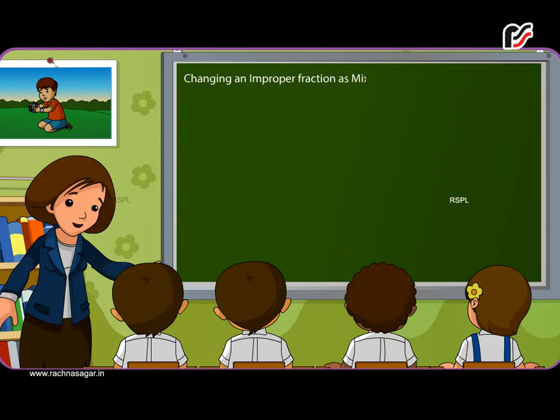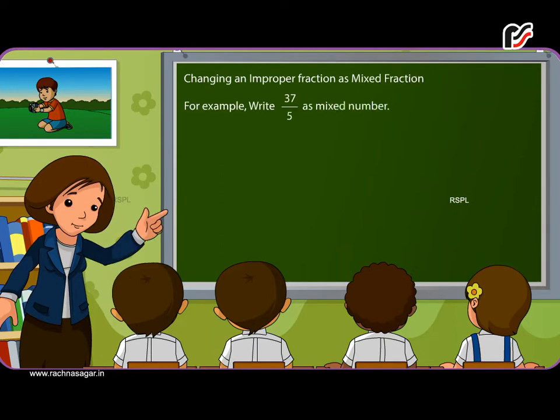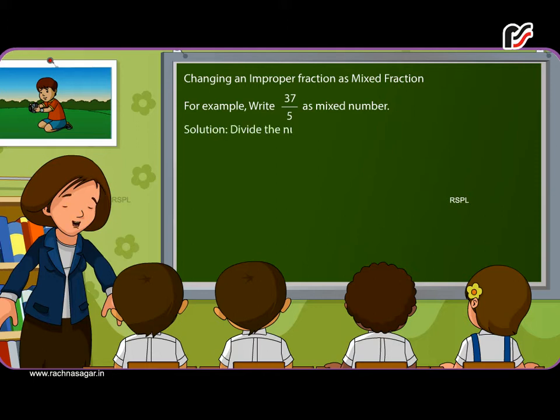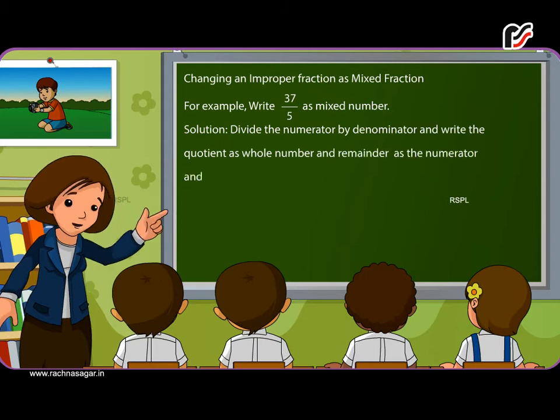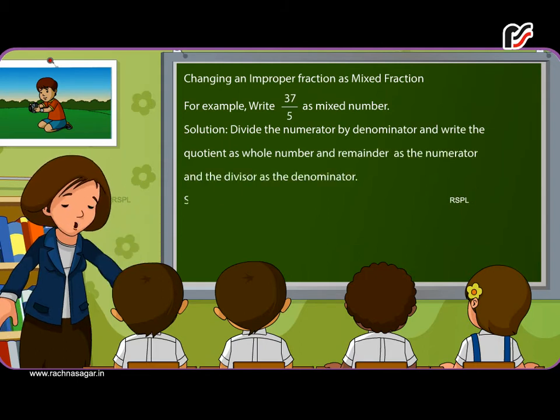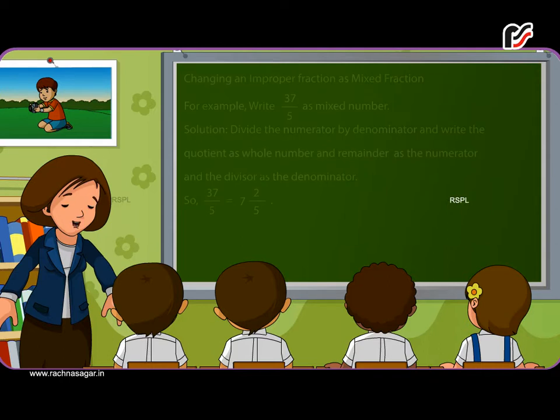For example, write 37/5 as a mixed number. Solution. Divide the numerator by the denominator and write the quotient as the whole number, the remainder as the numerator, and the divisor as the denominator. So, 37/5 is equal to 7 2/5.